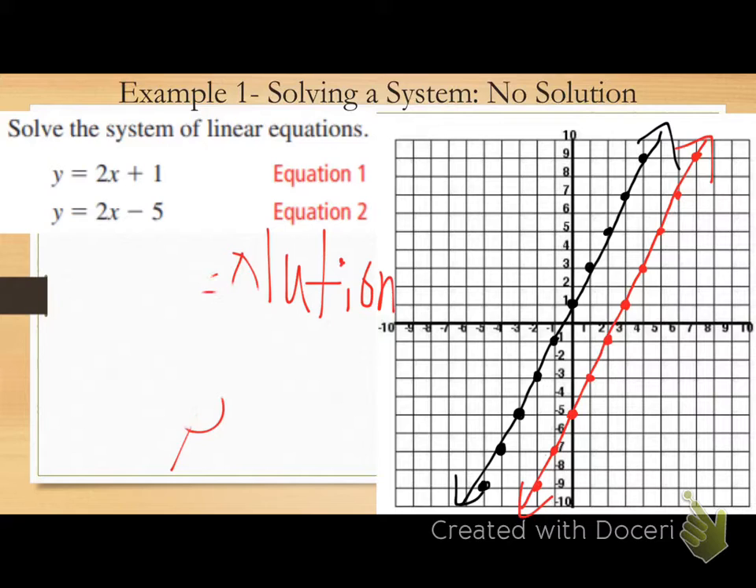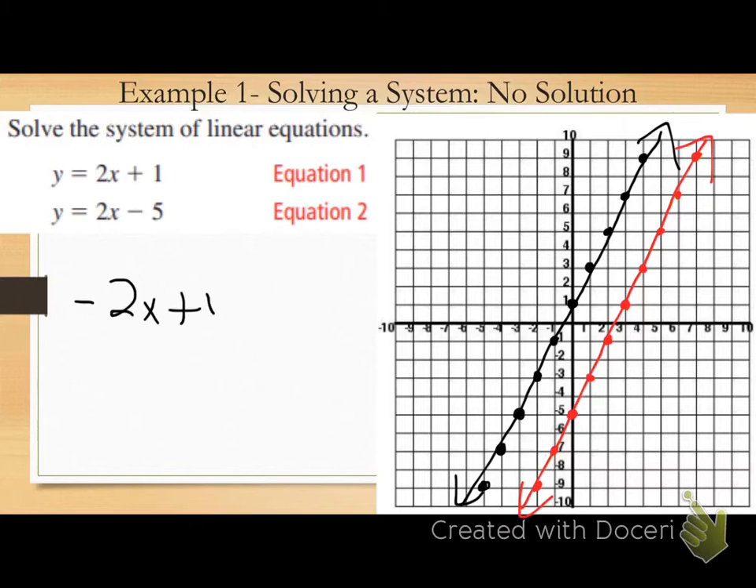Okay, let's solve using another method. What's another method I could use to solve this? Elimination. If you solve using elimination, I want x and y on the left-hand side. So for both equations, I'm going to subtract 2x from both sides. Everyone okay with those equations that I got? Are my x's, y's, and constants all lined up? Yes.